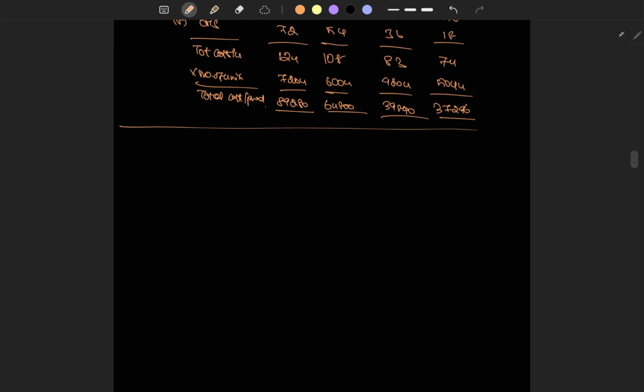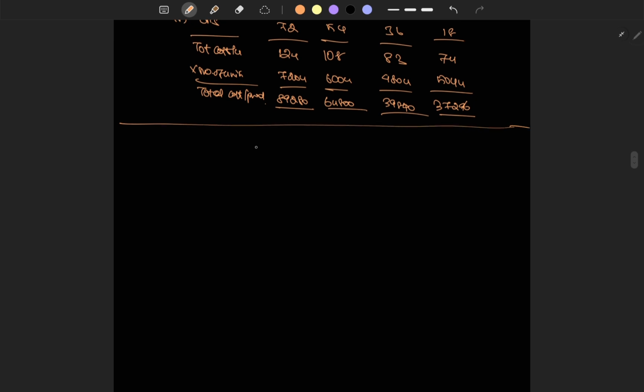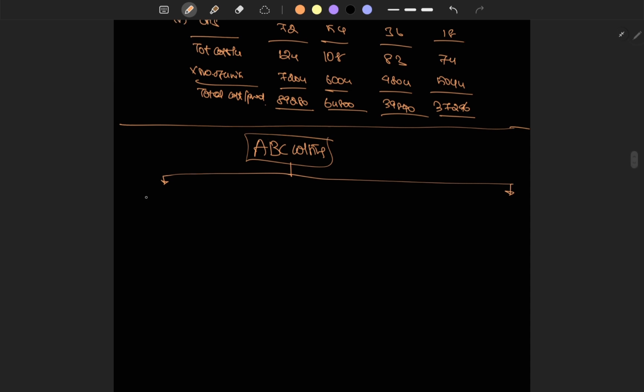Now let's go to the ABC costing area. How can we find out the total cost per unit, or total cost per product, using the ABC costing method? For that we have to find out the cost pool. Cost pool is the activity overheads. Overheads per activity is the cost pool.